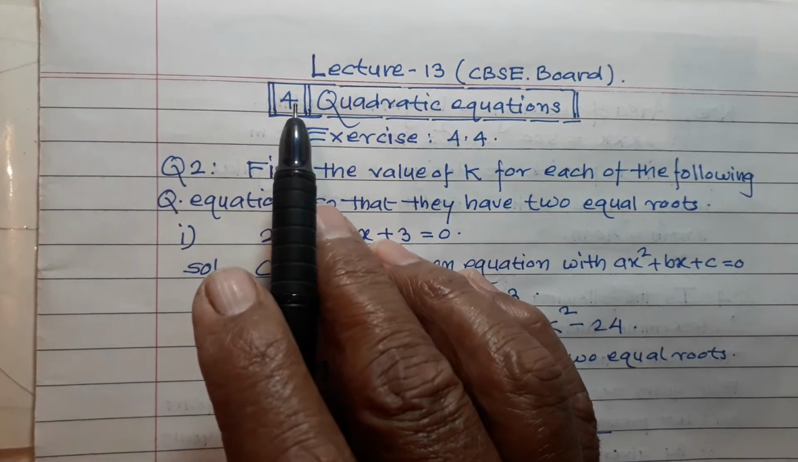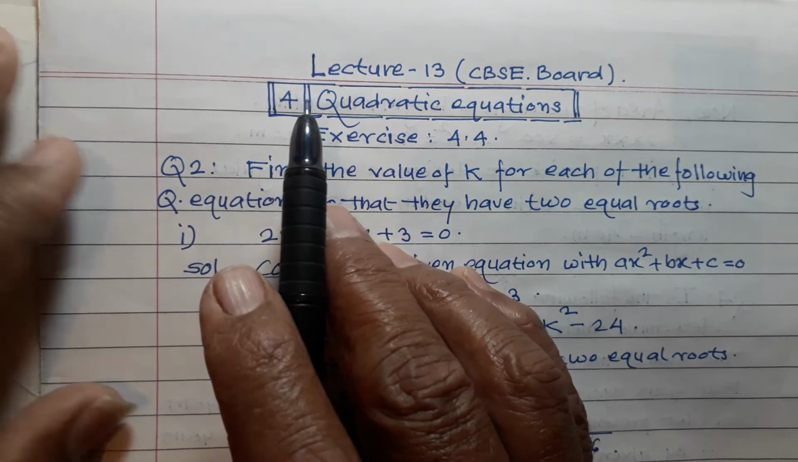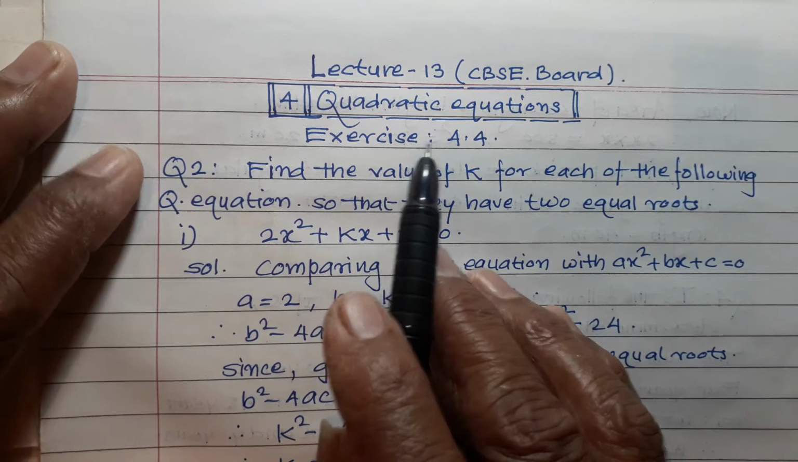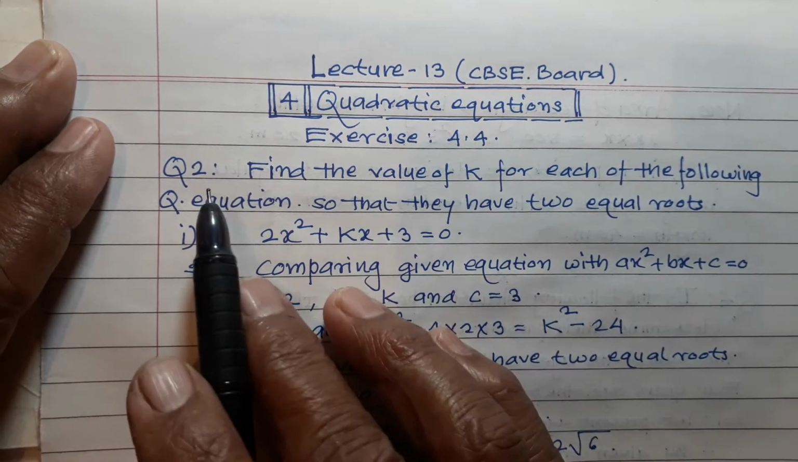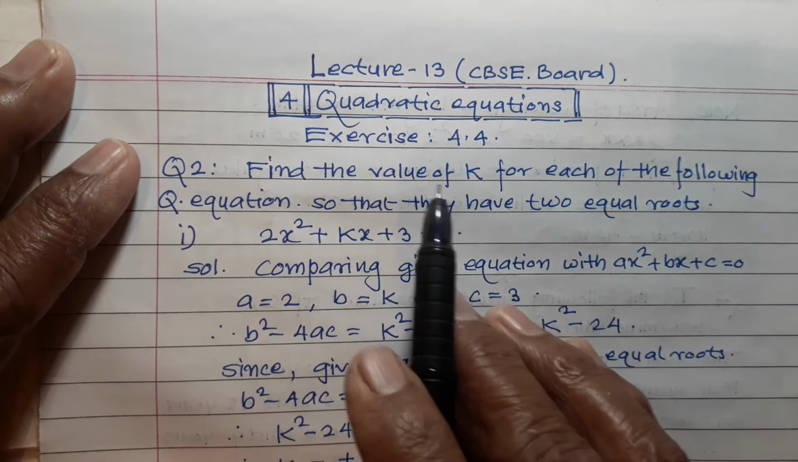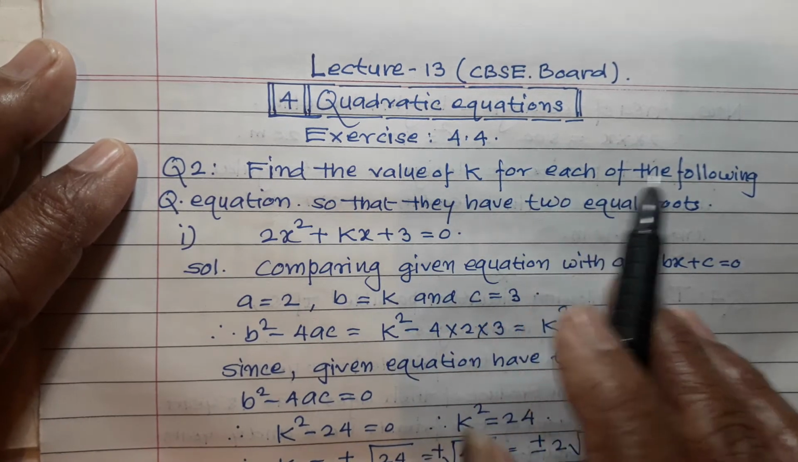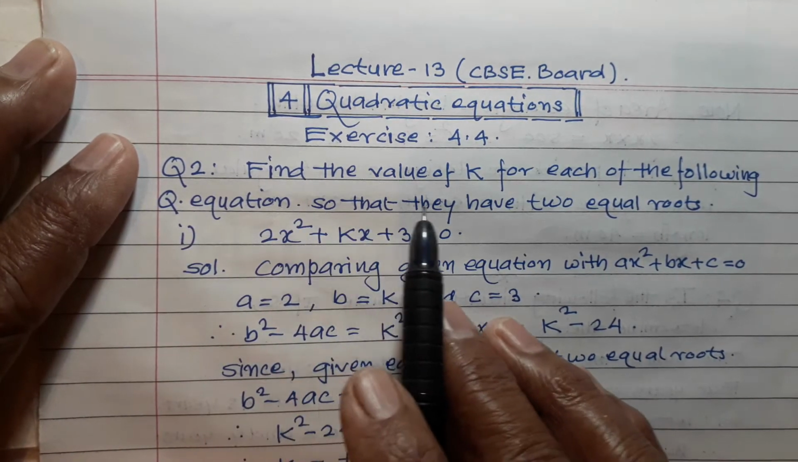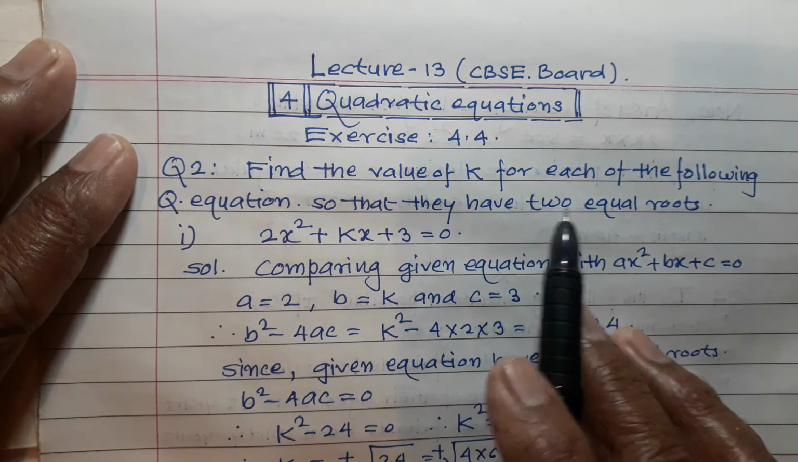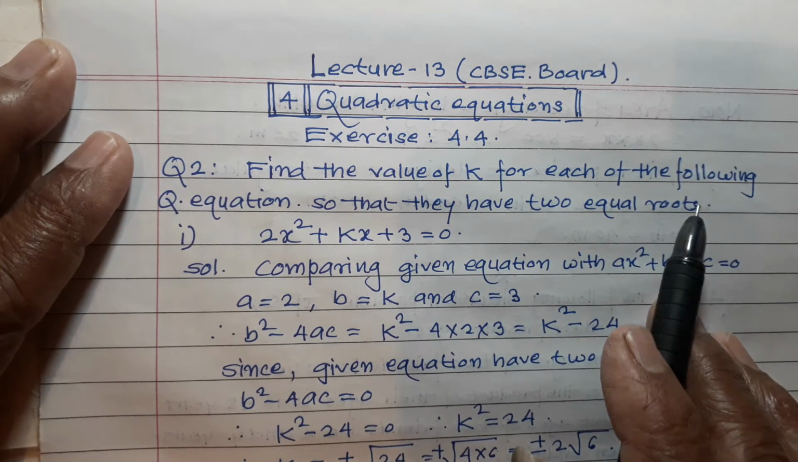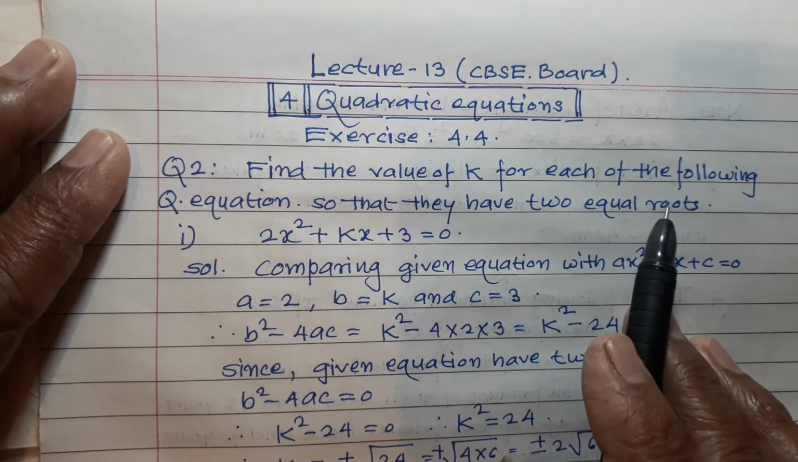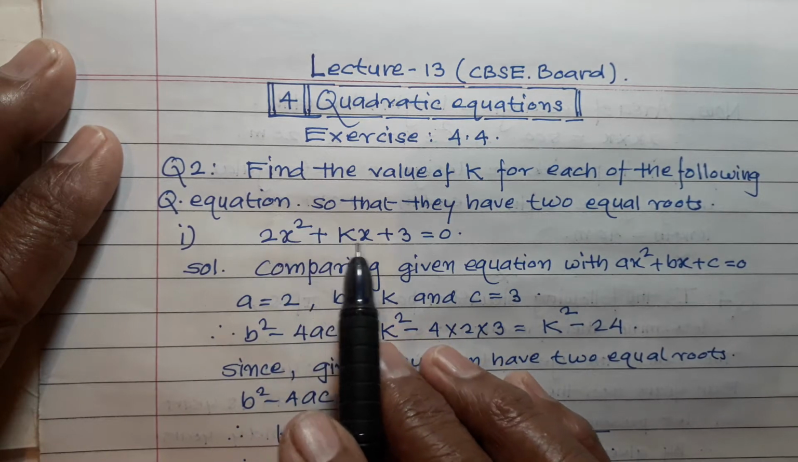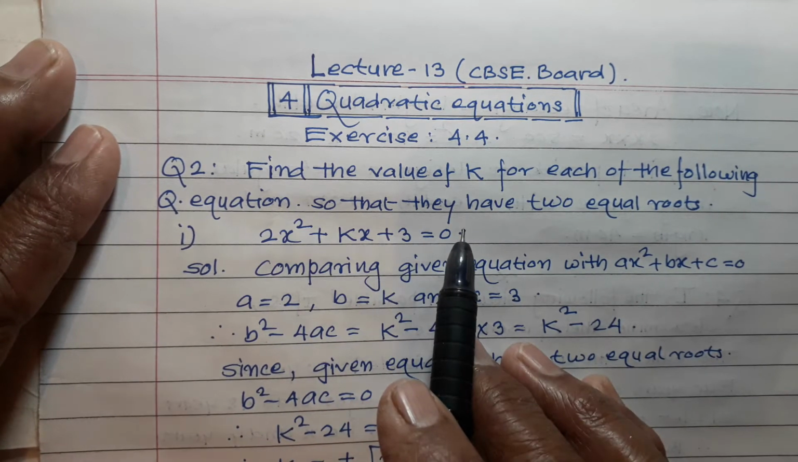Chapter number 4, quadratic equation. In this lecture, I am going to explain some examples from exercise 4.4. Question number 2. Find the value of k for each of the following quadratic equations so that they have two equal roots. Okay, now here this is the condition given. Now question number 1: 2x square plus kx plus 3 is equal to 0.